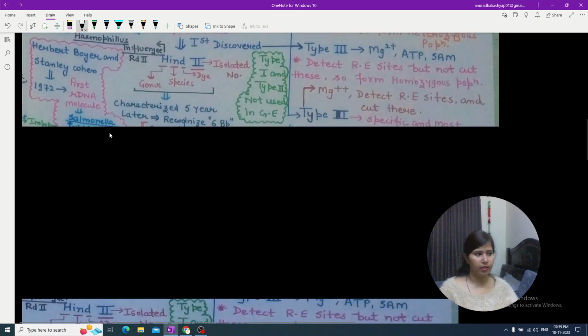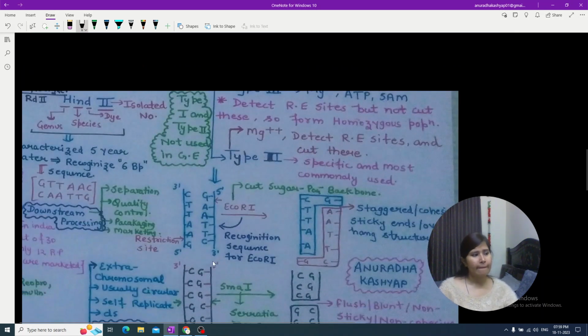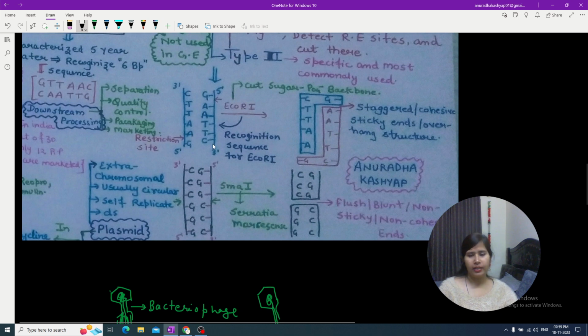Right, now here you can see this is the DNA. You have to remember the particular recognition sequences, the palindromic sequences, of some restriction endonucleases. For example, in case of EcoRI, you have to remember the palindromic sequence GAATTC, which is a six base pair recognition sequence. GAATTC is the recognition sequence, and there is a restriction site within it, between G and A.